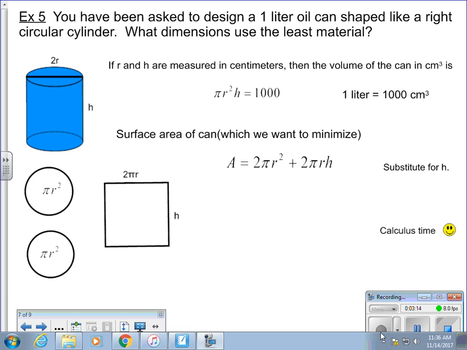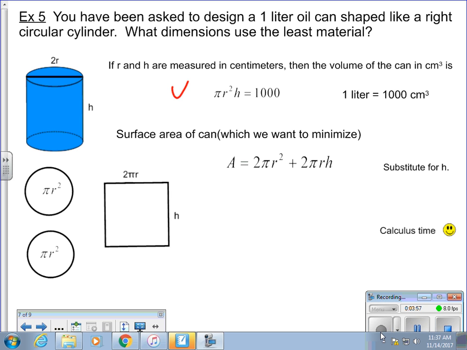So I want to do volume. I have a couple of equations here. This is my volume equation. The volume of the cylinder, pi r squared h, equals 1,000, because 1 liter is 1,000 centimeters cubed, or 1,000 cc's, cubic centimeters, or 1,000 milliliters. You should know your metrics. But what we're trying to minimize, we're not trying to minimize the volume. The volume is a fixed quantity. That's a fixed equation. What we're trying to minimize is the surface area.